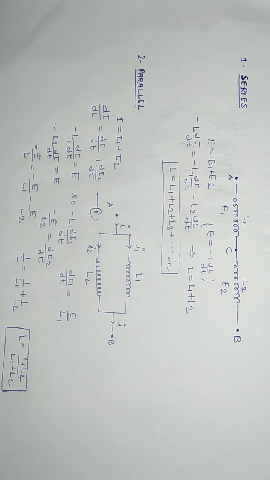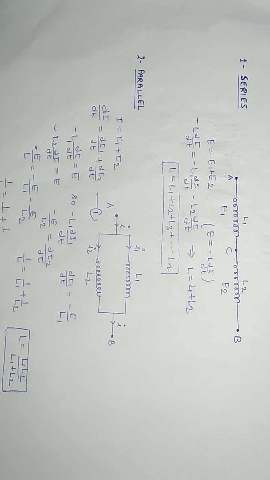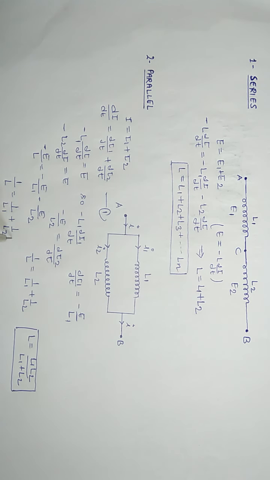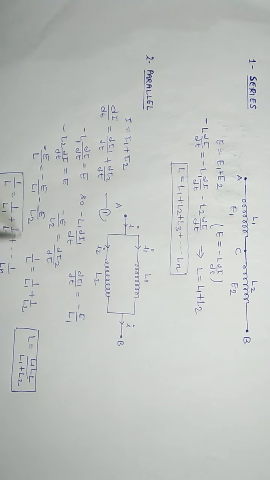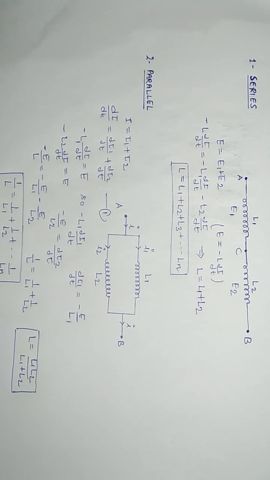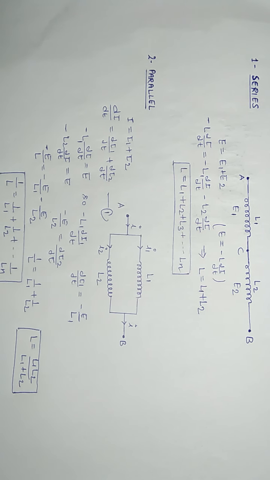This is the formula for resultant inductance in case we have connected two inductors in parallel combination. If there are n number of inductors, then the formula will change like this: 1 upon L is equal to 1 upon L1 plus 1 upon L2 plus up to 1 upon Ln. So this is the formula for parallel combination of n inductors.